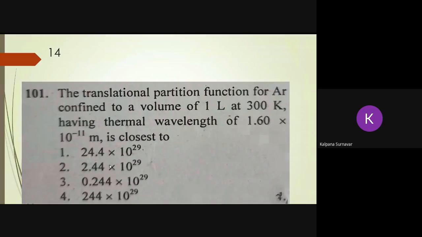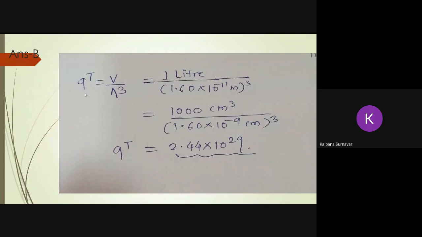Now the options are given here, but I will tell you how to solve this problem first. The translational partition function is calculated by using the equation Q_T, where Q represents the partition function and T represents the translational motion, which is equal to V upon lambda cube. V means volume and lambda is the thermal wavelength.